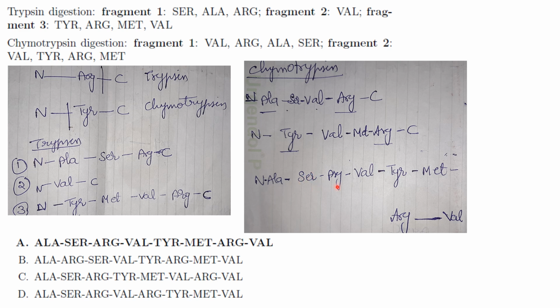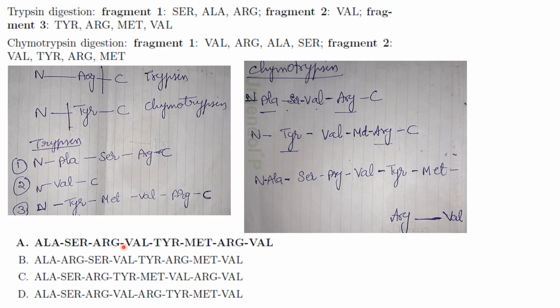So alanine, serine, arginine, valine, then tyrosine, methionine, arginine and valine. So that will be your sequence: alanine, serine, arginine, valine, tyrosine, methionine, arginine, valine. Hope you understood. You can understand this only after practicing a lot. So alanine, serine, arginine, valine, tyrosine, methionine, arginine, valine. That will be the sequence.